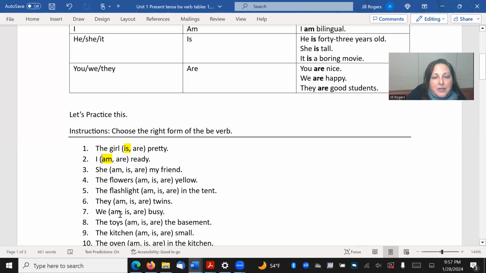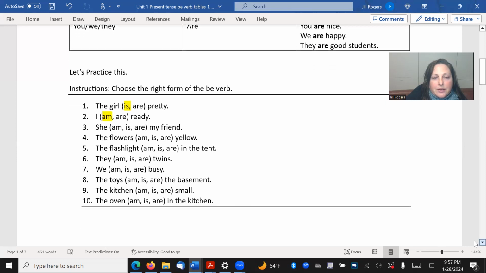Okay, am's pretty easy. We always know only I is am. So basically, we is busy, we are busy. Can you find it on the chart? Okay, highlight it when you're ready. You can either pause the video or keep going.